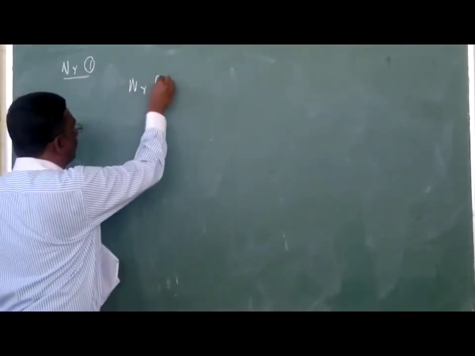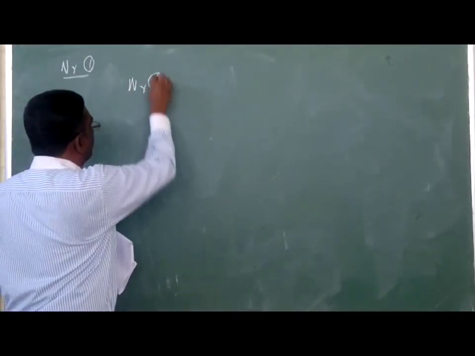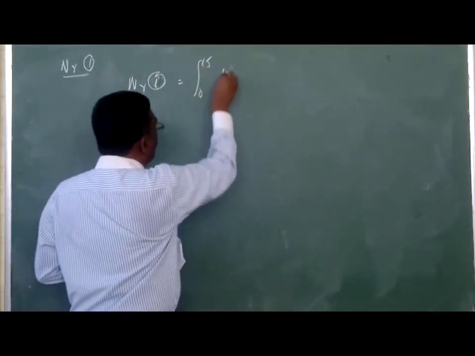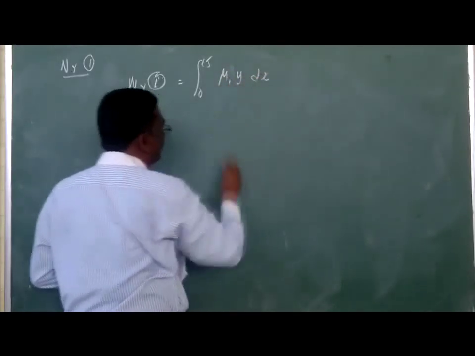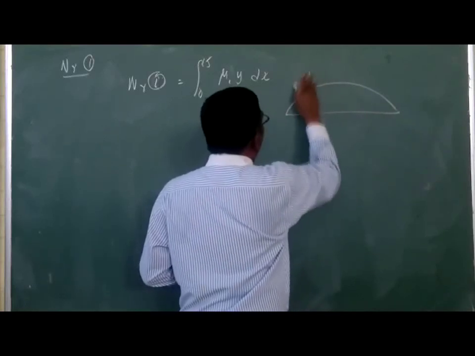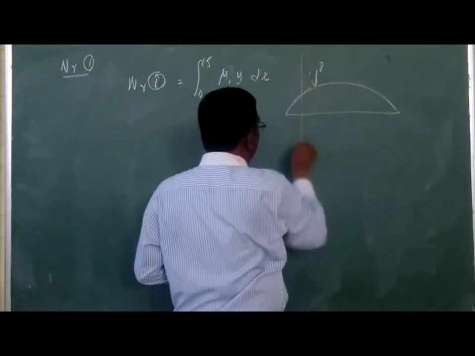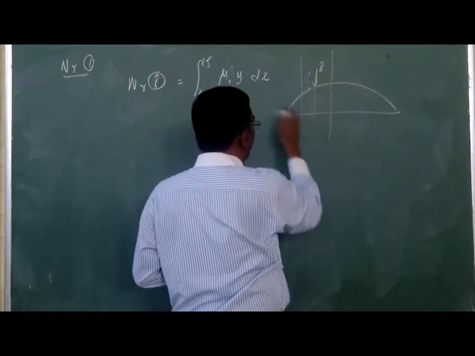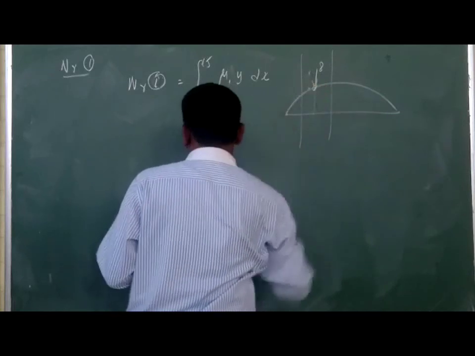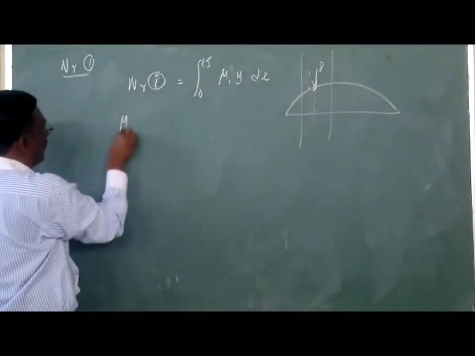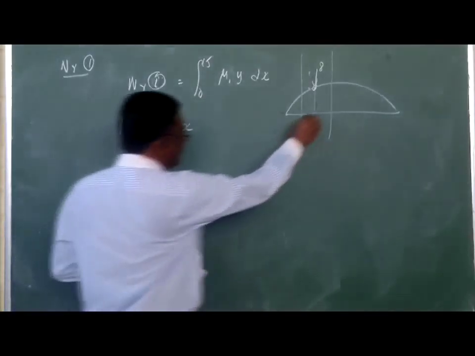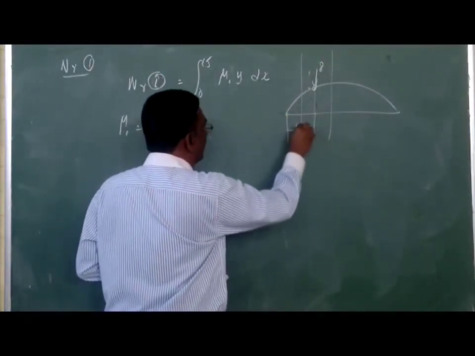Numerator 1 is the integral from 0 to 15 of mu1 y dx. Here the load of 8 kilonewton is applied, dividing the arch into section 1 and section 2. We have to take the load from this end, and take the moment at this point. So the value of mu1 will be VA into this x distance, and the distance to the load point is 15 meters.